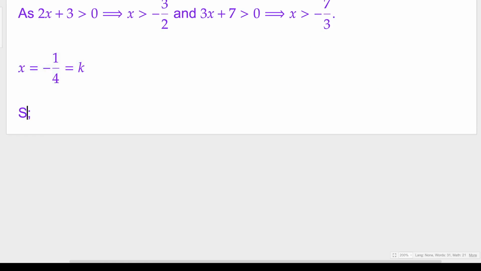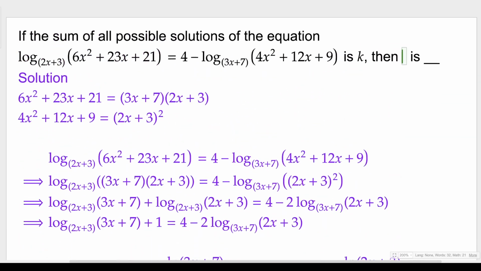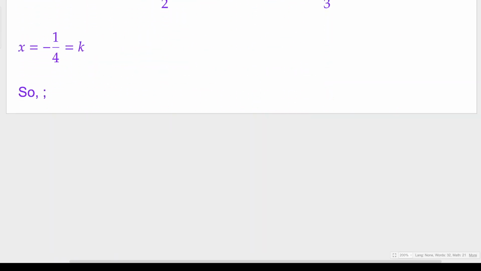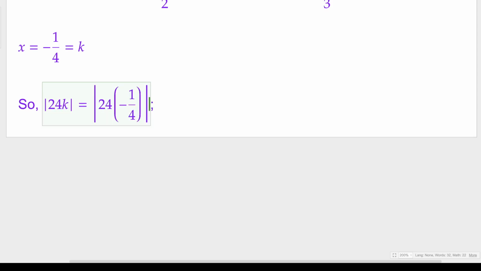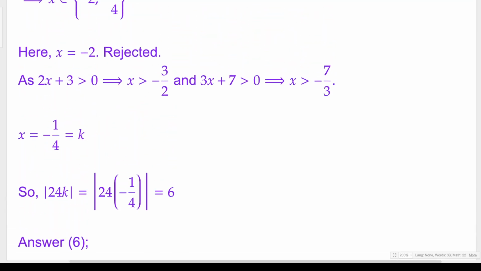But the ultimate answer is on this expression, right? So based on this expression we need to evaluate, right? So 24, it is in the absolute value function, so k is negative 1 by 4, so this one is multiplied with negative 1 by 4, and hence the answer is 6, right? So for this problem statement 6 is the correct answer. So I hope the steps are clear to everyone.